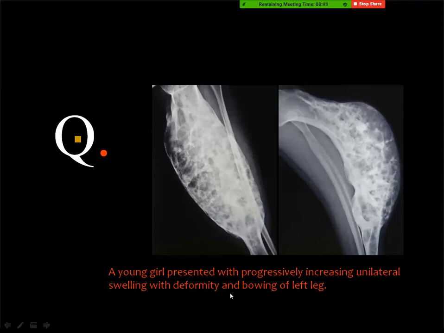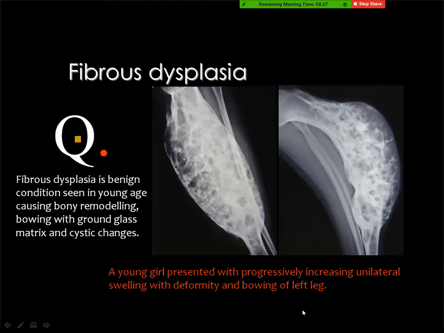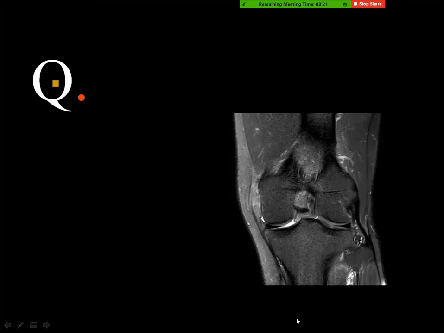What do you think? This is the tibia. No, a long lesion in a long bone. Fibrous dysplasia. Yes, and this is fibrous dysplasia. A long lesion in a long bone is fibrous dysplasia. Very good.